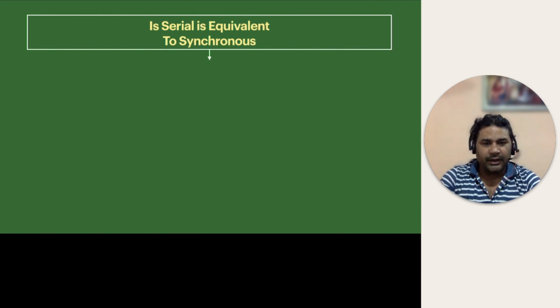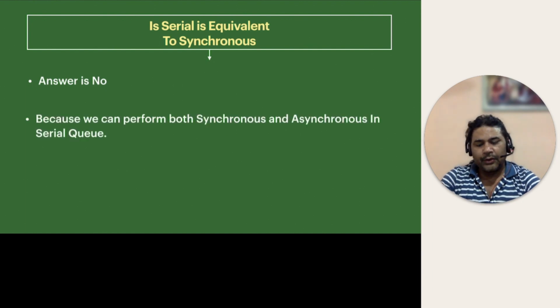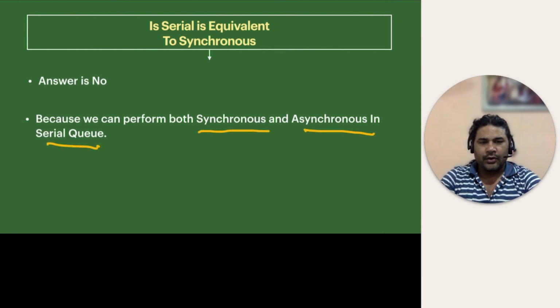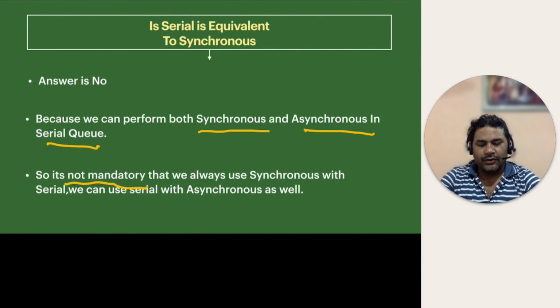So the next question is whether serial is equivalent to synchronous. The answer is no, because serial is a queue and synchronous is a way of executing a task. Synchronous and asynchronous are the manner of execution we use in threads. It is not equivalent to serial because we can perform both synchronous and asynchronous in a serial queue. It is not mandatory that we always use synchronous with serial. We can use serial with asynchronous as well.